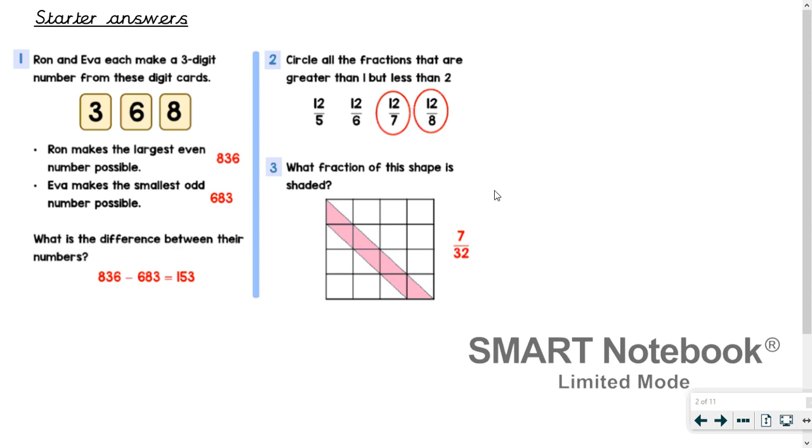This bottom one took some thinking about because there were 16 squares. But what we have to notice is that the squares are almost cut in half when they're shaded. So if each square is cut in half, that means there are 2 parts in every square, so there are going to be 32 parts. So 32 parts would be our denominator. And then we just count how many of those half parts we've got: 1, 2, 3, 4, 5, 6, 7. 7 over 32. Right, that should be us warmed up with our starter.